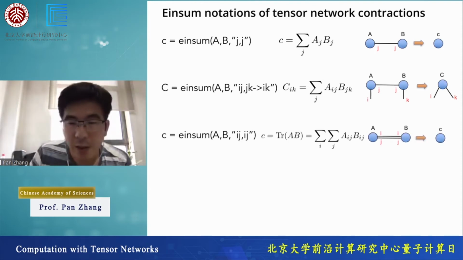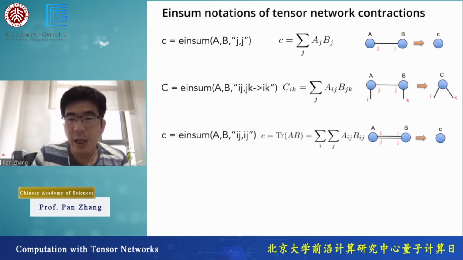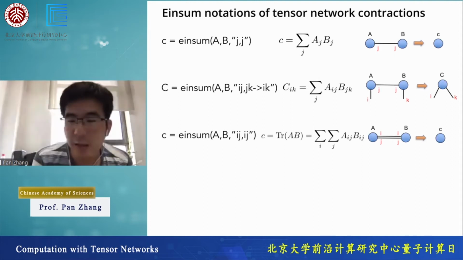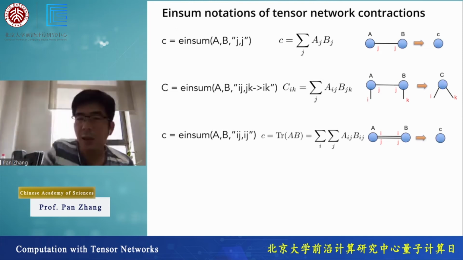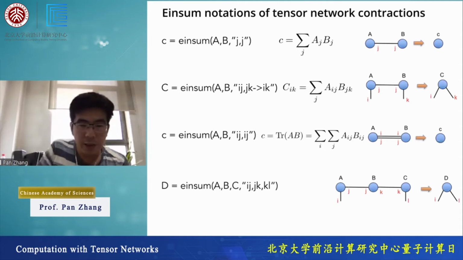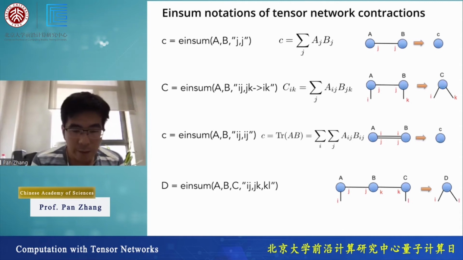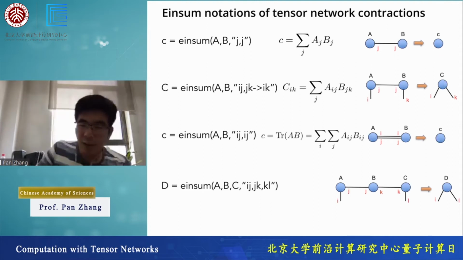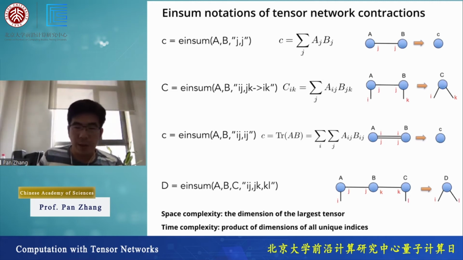A little bit more complex: instead of summing over one index, we now sum over two indices of matrices A and B. It means we are doing the trace of A times B. This gives a scalar because there's no open index left. Basically the same if we sum over indices between A and B and the common index K between B and C. This gives another matrix D because the number of open indices of A, B, and C is 2. After drawing this diagram, we can immediately figure out the space complexity and the time complexity of these contraction operations.